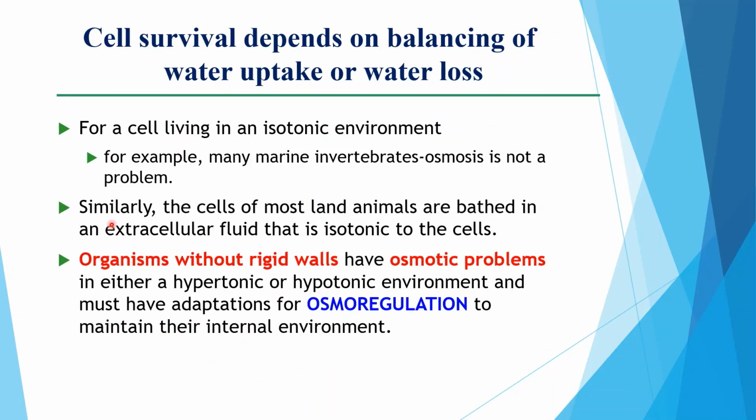There is no problem for the cell or any organism that lives in an isotonic environment. For example, the marine invertebrates and also the land animals which are embedded in an extracellular fluid that is isotonic to the cells. But organisms without rigid walls have osmotic problems if they stay in a hypertonic or hypotonic environment because they cannot tolerate the excessive uptake or loss of water. So they must have adaptations for osmoregulation to maintain their internal environment.